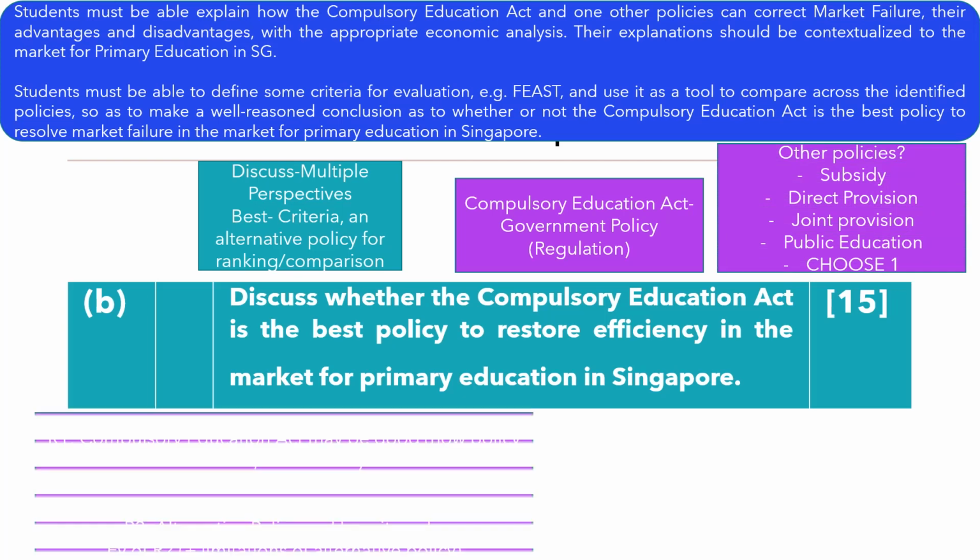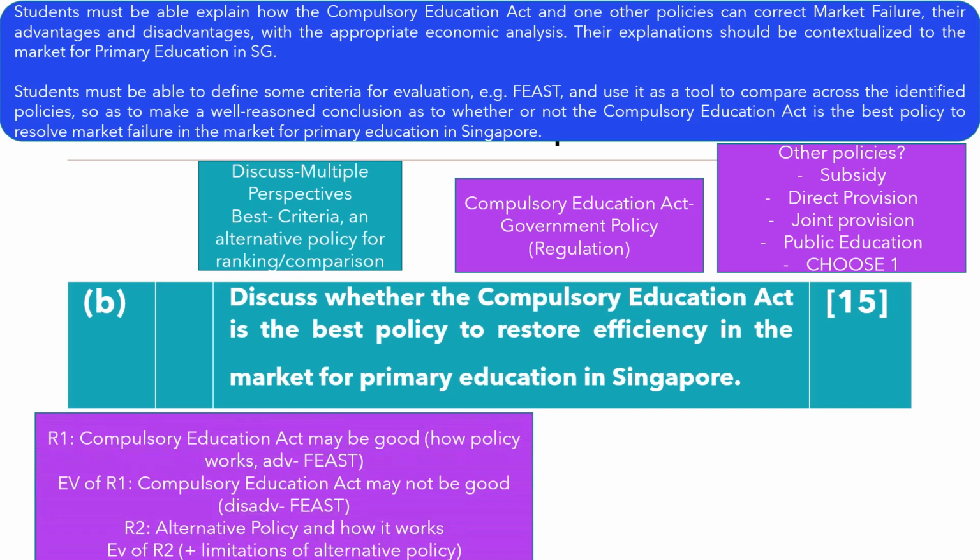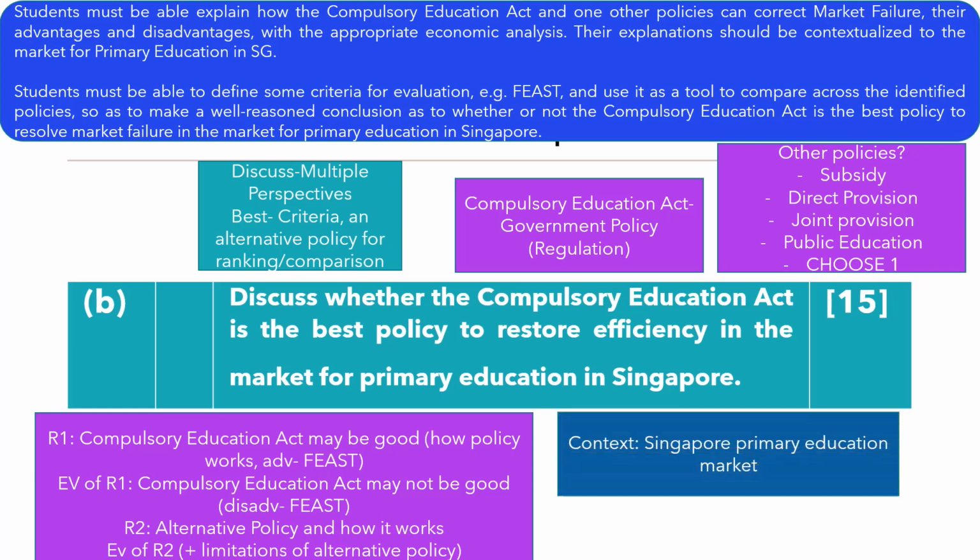So in terms of the approach, what we need to do is that we will need to have our R1, R2, E1, and E2. In this case, our R1 will be the mechanism of the policy, how it works, how it achieves QS, as well as some form of pros, especially for the given policy. In terms of our evaluation, we need to use FEAST to explain how there could be certain shortcomings with each policy. So R1 is the given policy, R2 is the chosen policy that we have used as an alternative.